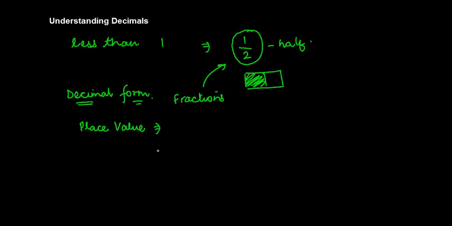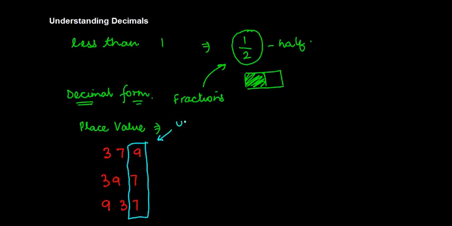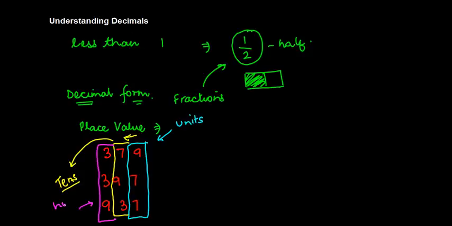Now, if I give you any number, let's say for example, I'll give you 3 of them: 3, 7, 9; 3, 9, 7; and 9, 3, 7. Now, we all know that the last place or the last digit is known as the units place. The digit which comes next towards the left of the last digit is the tens place. And the third one is known as the hundreds place.